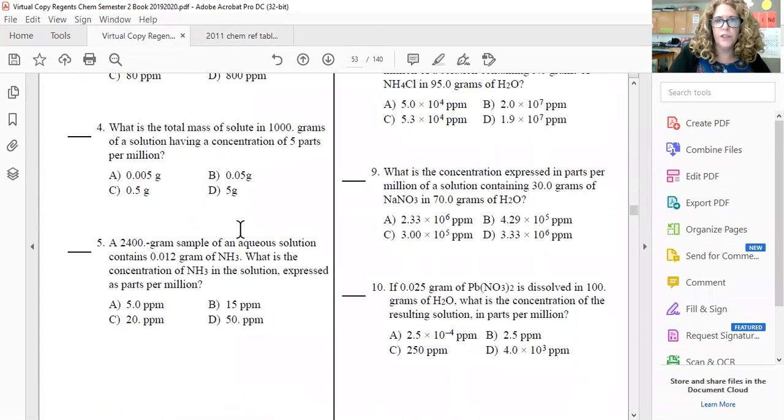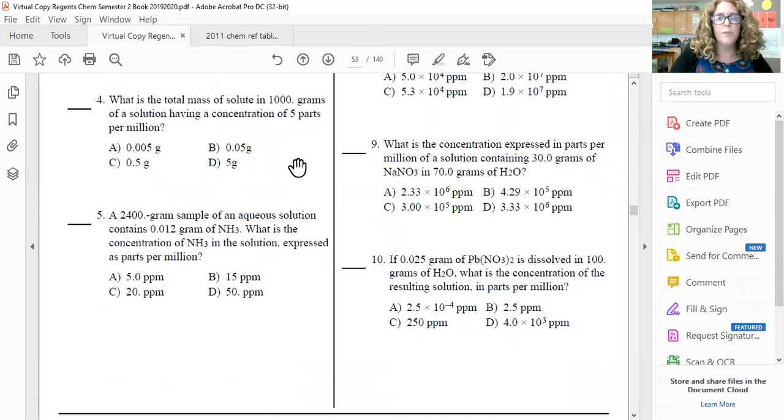Parts per million is often used in environmental chemistry to reflect concentrations of different substances in air or in water. Like if you looked up your water quality report from whatever county you live in, you can see the parts per million of different contaminants in your water, as well as the parts per million of other things that are not contaminants, like fluoride is not necessarily a contaminant. It's used for teeth health.